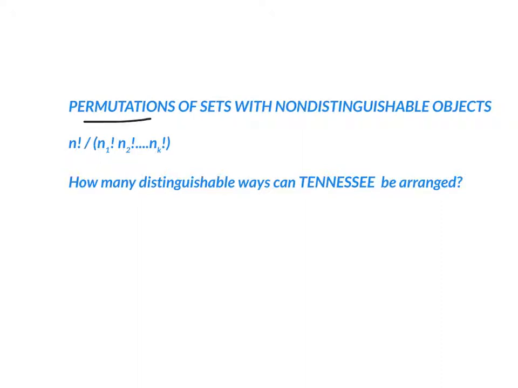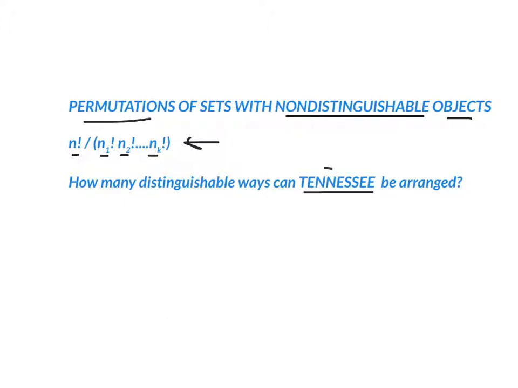Permutations of sets with non-distinguishable, that's a huge word, objects, which means some of the objects are the same. If that's the case, this is the formula. You do the total number factorial on the top, just like always, but on the bottom, you're going to put all the things that repeat factorial with how many times they repeat. So, for example, this is the best way to show you an example. How many different ways can you write the word Tennessee, or how many different ways can you arrange the letters?